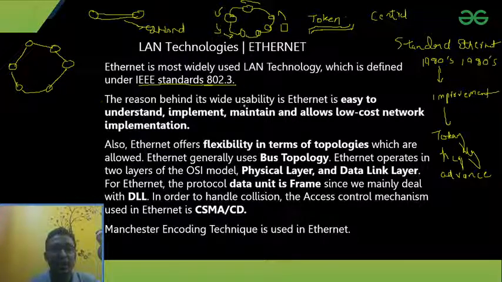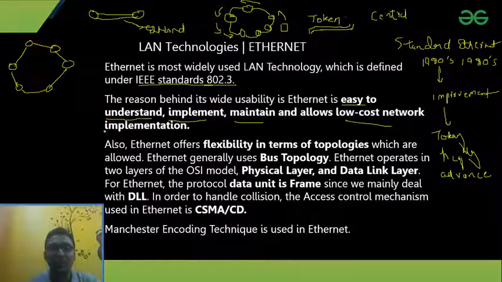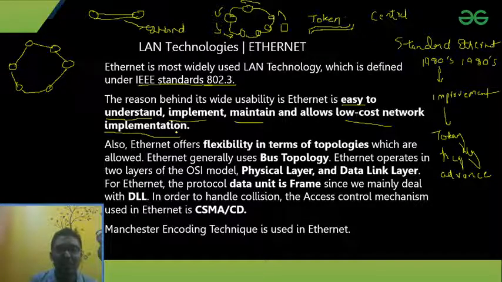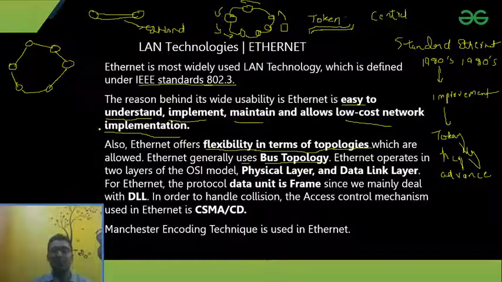Now the reasons behind its wide usability: Ethernet is still extensively used because it is easy to understand. It is very simple. It is easy to understand, implement, maintain, and allows low-cost network implementation. It does not have any complex software or complex tools needed to implement and maintain the network. Ethernet also offers flexibility in terms of topologies. It can be connected in the various topologies that we studied in the previous slide, but we will generally use bus topology, the simplest topology. We will use that and discuss that.